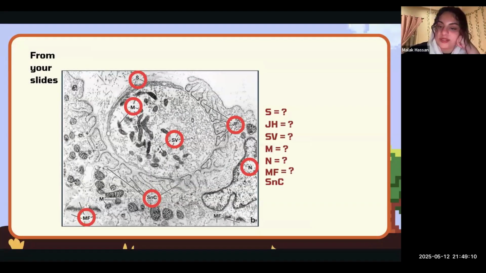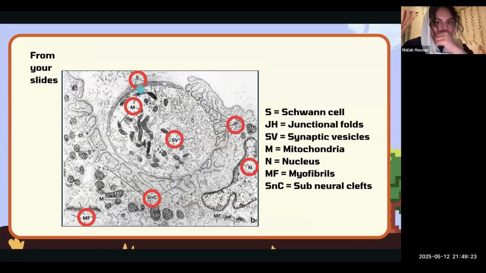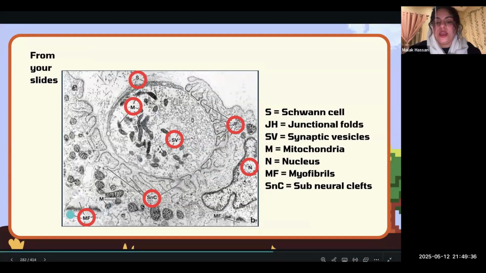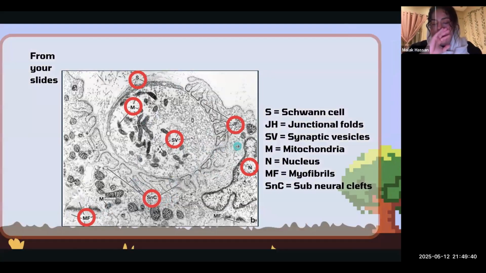I just gave you an answer, but you tell me what these things are. What is S? What is JF? SV, N, SNC. Okay, so S is the Schwann cell. JF is the junctional folds. SV is the synaptic vesicles. N is the nucleus. M is the mitochondria. MF is the myofibrils. And SNC is the subneural clefts. Okay.